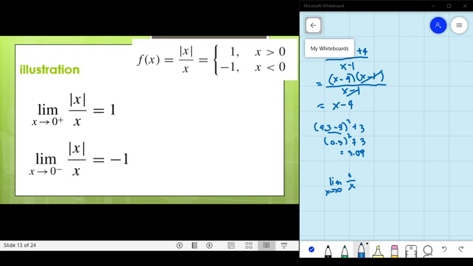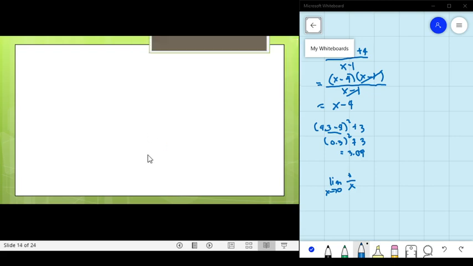Because that is the f of x value, you cannot substitute here since it is a constant equation. Okay? So if you look from the right, it gets closer and closer to 1, and from the left of 0 it gets closer and closer to negative 1. So if you use one-sided limits, the value on the right side is different from the value on the left side.